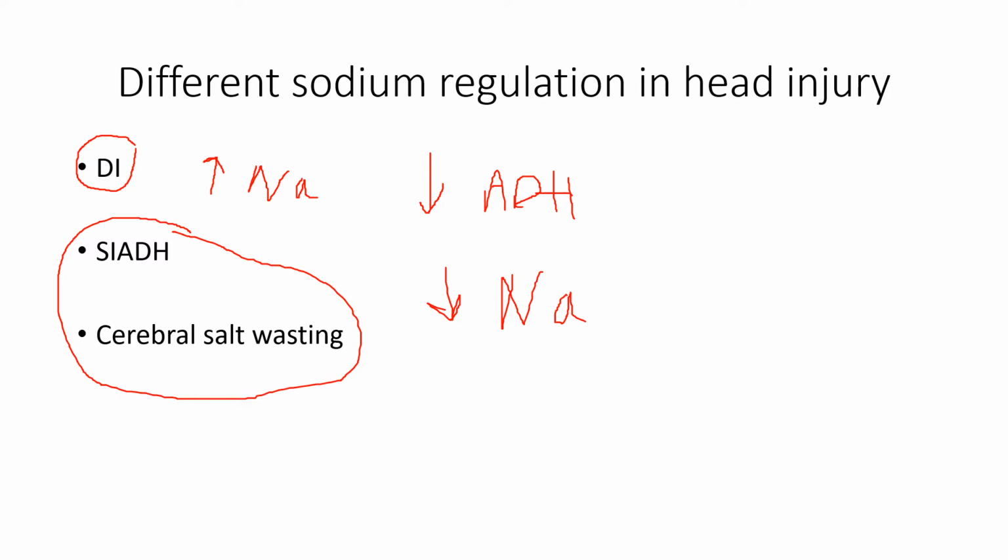In SIADH, it is inappropriate release of antidiuretic hormone, and this hormone will lead to water retention with subsequent dilutional hyponatremia. It's not the case in cerebral salt wasting. In cerebral salt wasting, there is excessive loss of both water and solute in the urine, and we get hyponatremia.